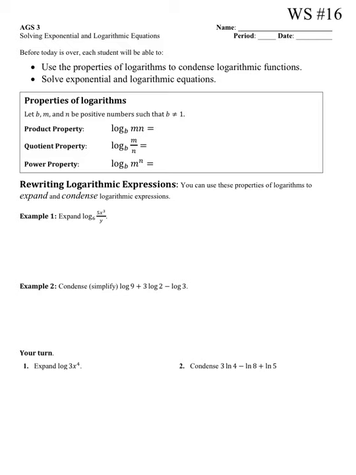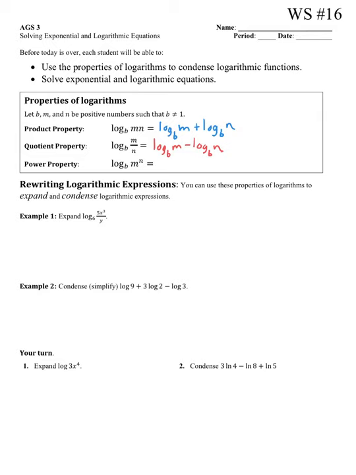There is the product property, and you don't need to know the names of the properties, you just need to know how to use them. The first one says if you have a logarithm of two numbers being multiplied, you can write it as two separate logarithms being added together. The second property says if you have a single logarithm with two numbers being divided, you can write it as two separate logarithms being subtracted.